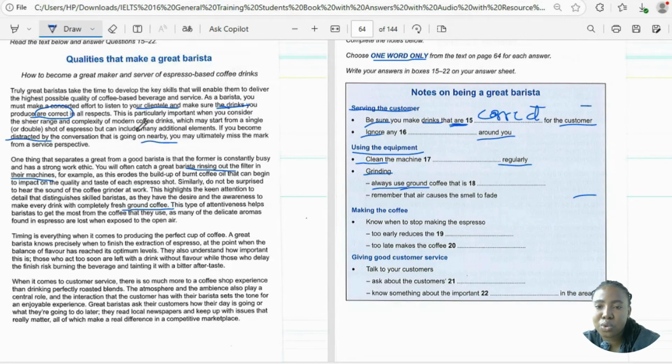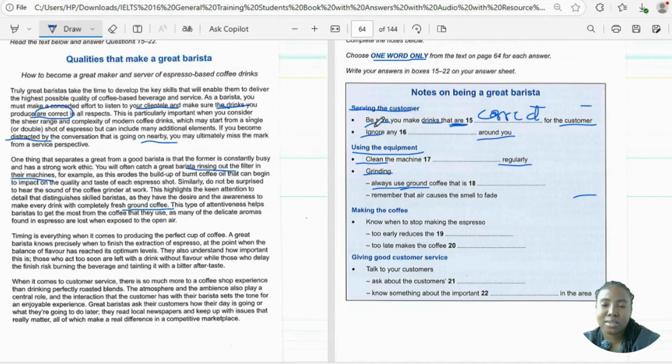So we're going to look at that sentence. We're going to read that sentence. It says, if you become distracted by the conversation that is going on nearby, you may ultimately miss the mark from a service perspective. So if I'm going to miss the mark, that means what are we going to ignore that is nearby? We already said that nearby is a paraphrase of around you.